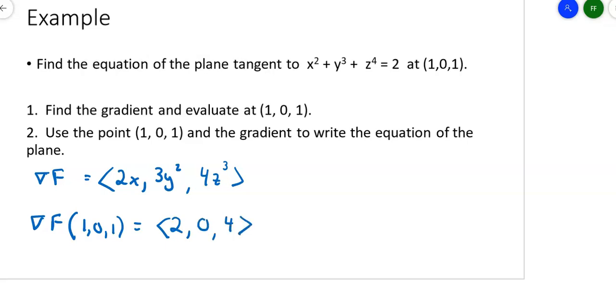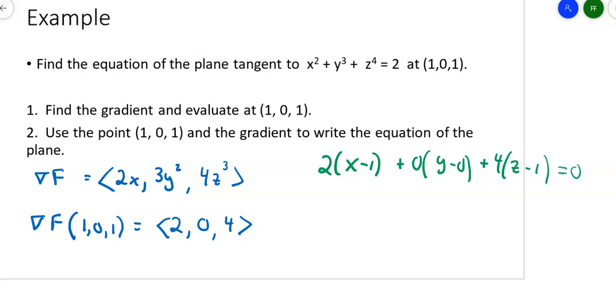That will give me information about my slopes. Now take those 3 coordinates and let's write the equation for the plane. I'm going to write out 2, which is my first slope, times x minus 1, plus 0, which is my second slope, times y minus 0, plus 4, which is my third slope, times z minus 1. What do I put on the other side? Equals 0.